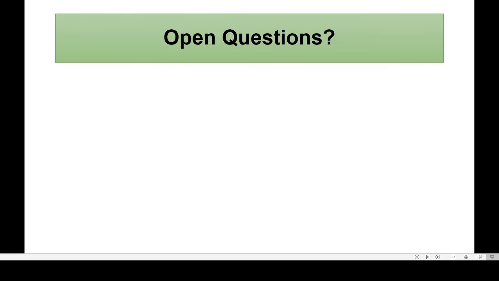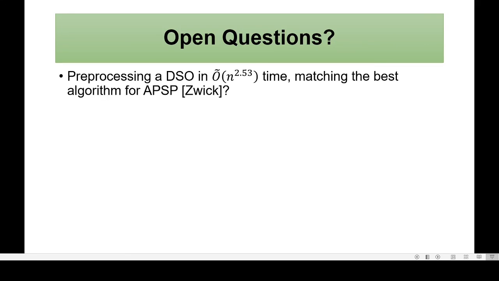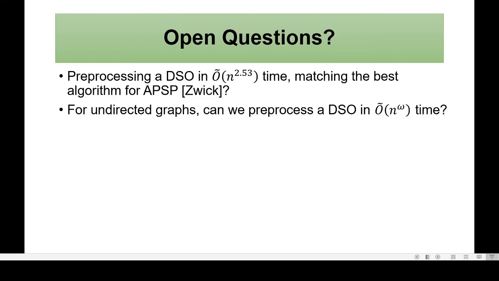Let me conclude with some open questions. I think the most important open question is, what is the exact complexity of preprocessing a DSO? For example, can we preprocess a DSO in Õ(n^2.5) time, which is the current best time bound for APSP? Also, for undirected graphs, can we preprocess a DSO in Õ(n^ω) time? This is also the time bound for undirected graph APSP.